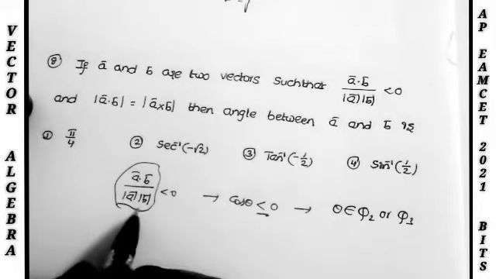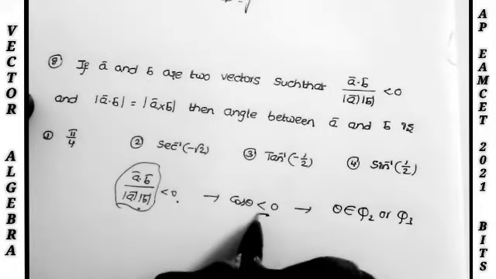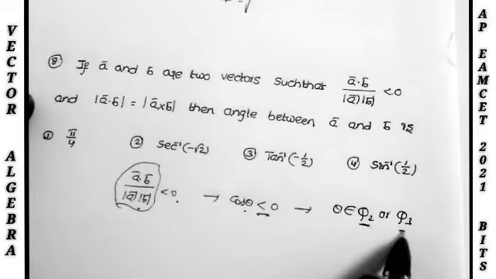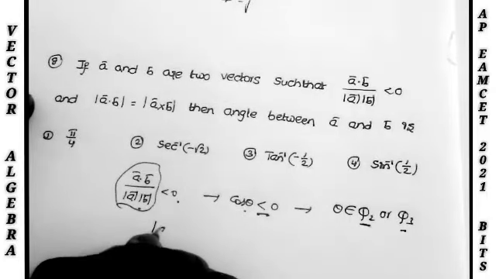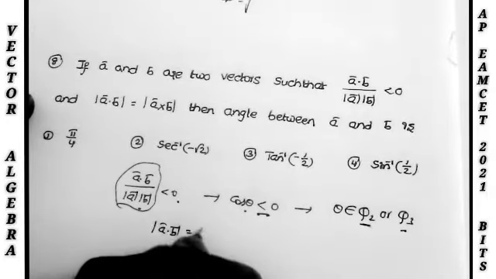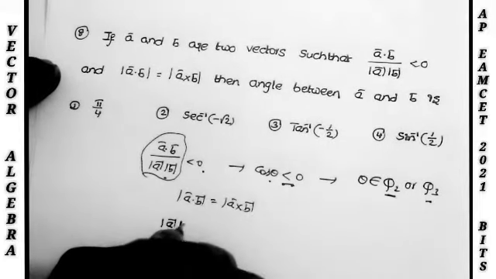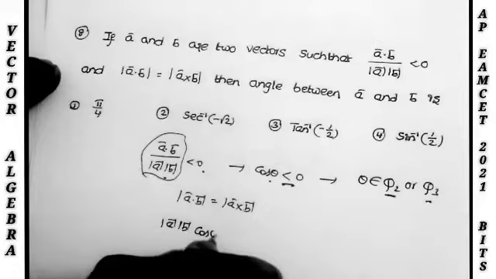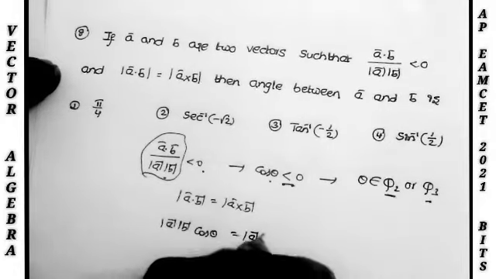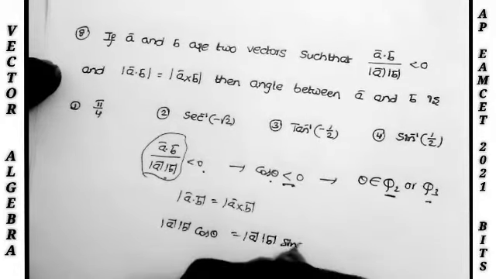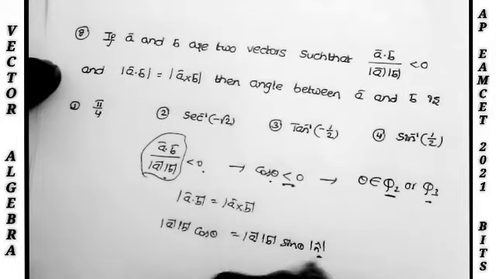This is the formula for cos theta. Given that this is less than 0 means theta lies in either the second quadrant or the third quadrant. And what's the given condition here? Modulus of A dot B is equal to modulus of A cross B. What is A dot B? The A dot B formula is equal to mod A mod B cos theta. And what is the mod A cross B formula? This is nothing but mod A mod B sin theta, with mod n cap equal to 1.